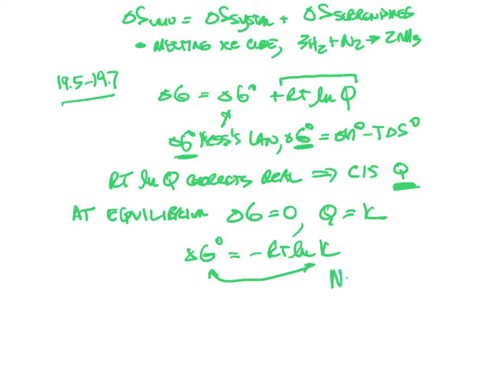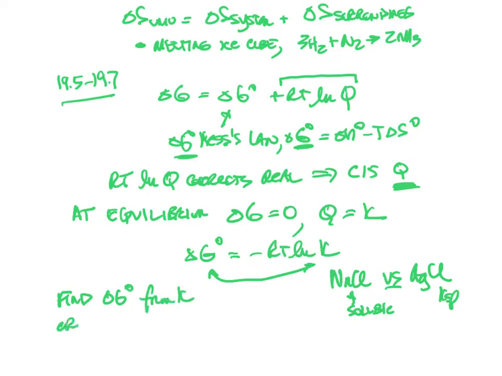I used as the example sodium chloride versus silver chloride. Many of you know silver chloride has a KSP. We all think of sodium chloride being soluble. So what I did is analyzed. Oh yes, I did steal the integrative exercise, but it allows you to see this relationship, because what you're going to be doing is you can find a delta G0 from a K, or you can say K is e to the minus delta G0 over RT.